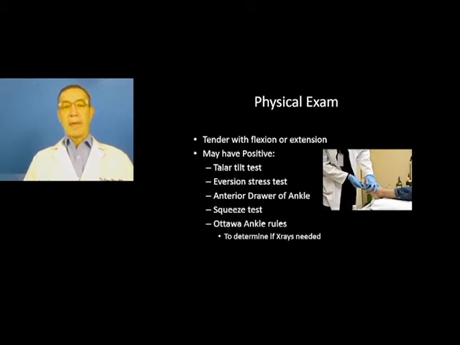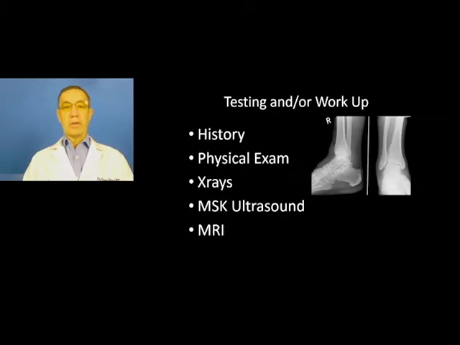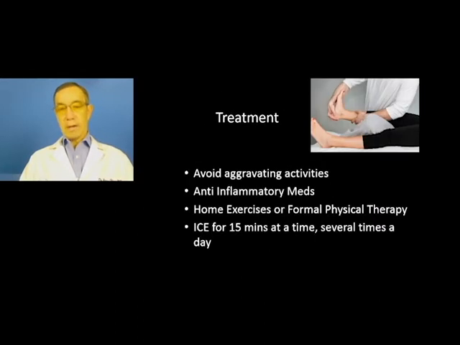On the physical exam, we look at range of motion, flexion and extension, and may have positive provocative tests, and these go by the name of the Talar tilt test, eversion stress test, anterior drawer test, as well as the squeeze test. There are Ottawa guidelines for when you should be getting x-rays, and we can go through those. On the testing, it usually starts with the history of what the patient complains of, and the physical exam. Then you can do x-rays, you can do musculoskeletal ultrasound, as well as even advanced things such as MRI.